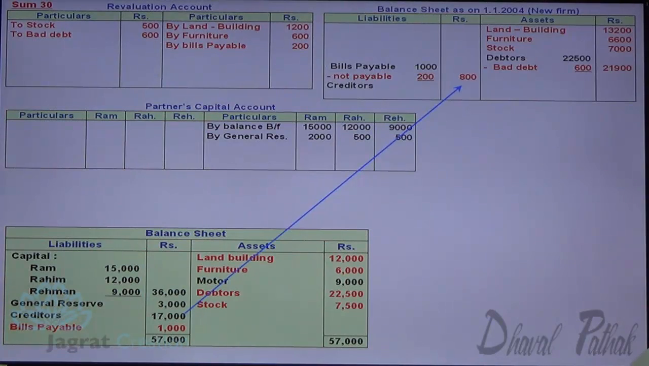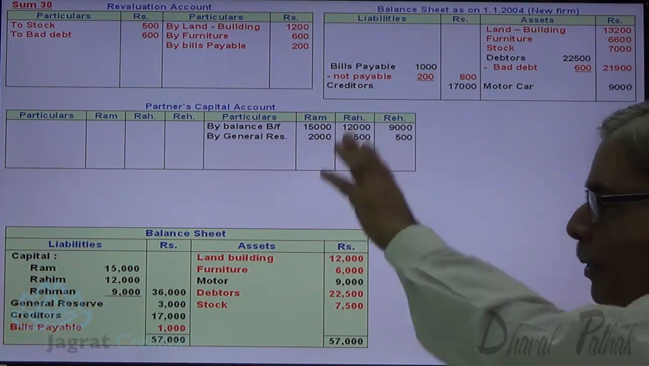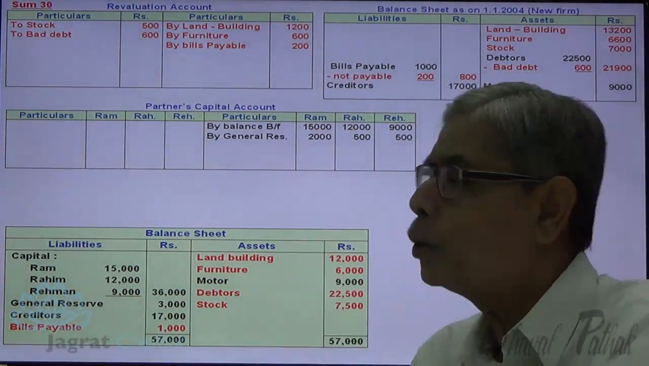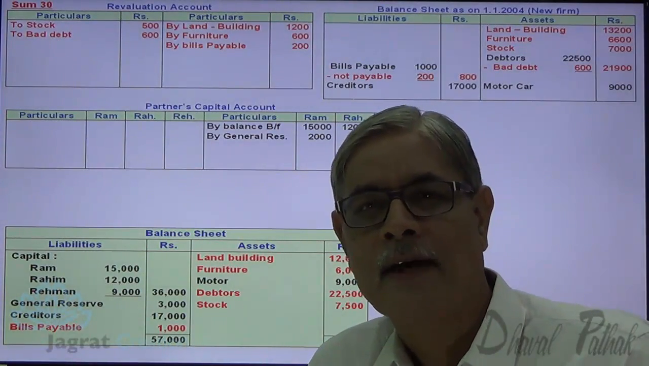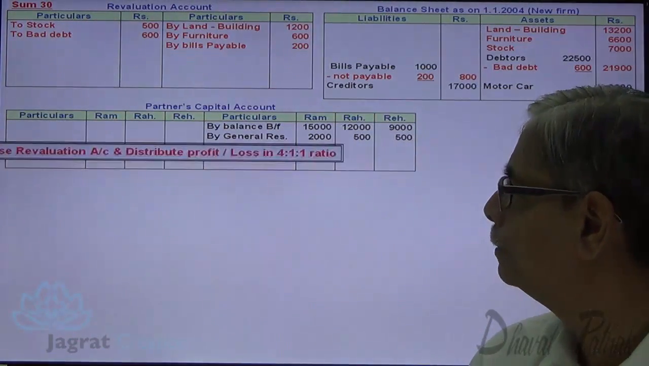Creditors 17,000 will appear in the balance sheet liability side. Motor car 9,000 appears on the balance sheet asset side. Copy of the balance sheet is over. Now let me close this revaluation account. Let us find the profit or loss of revaluation account.